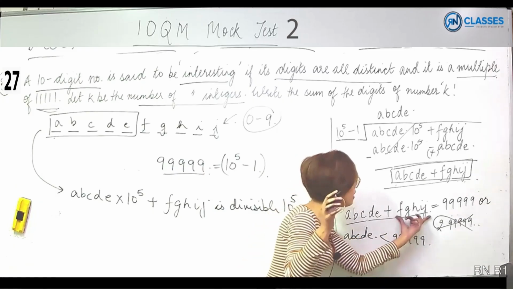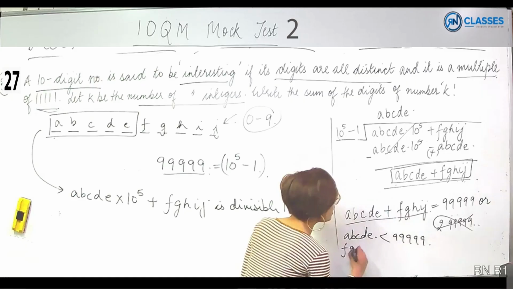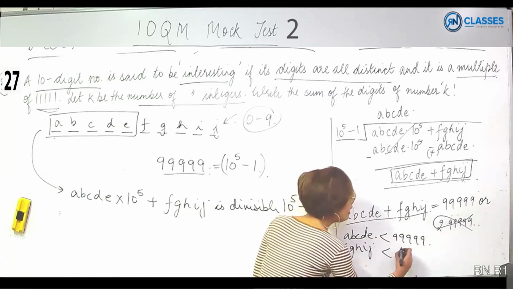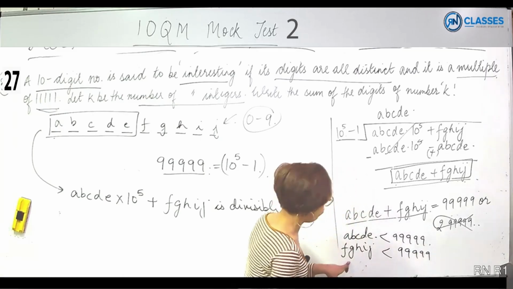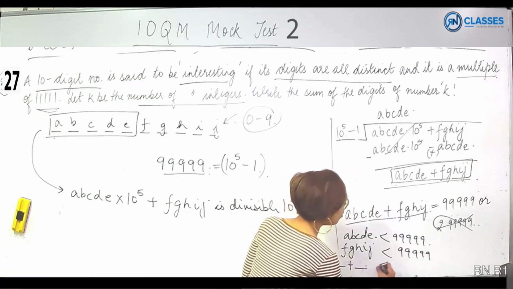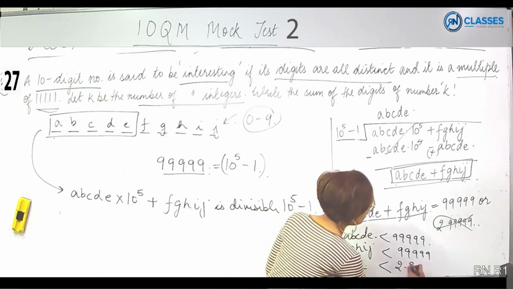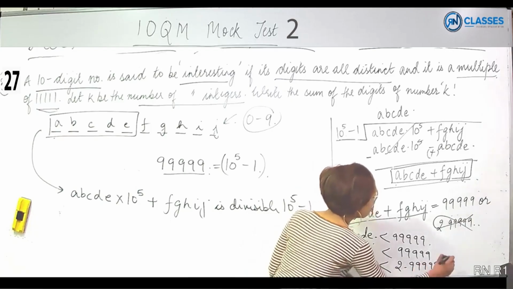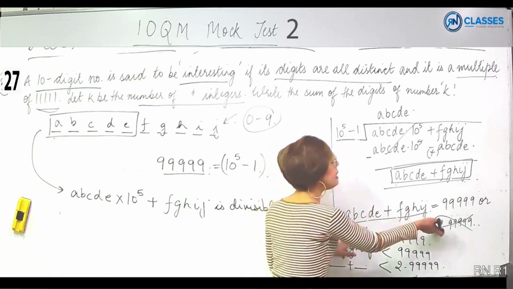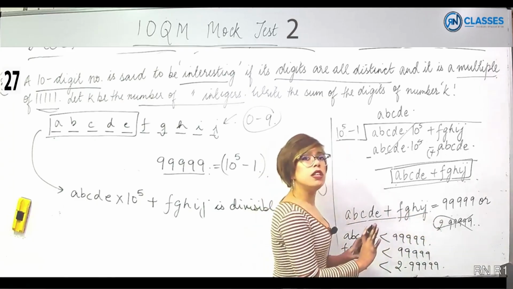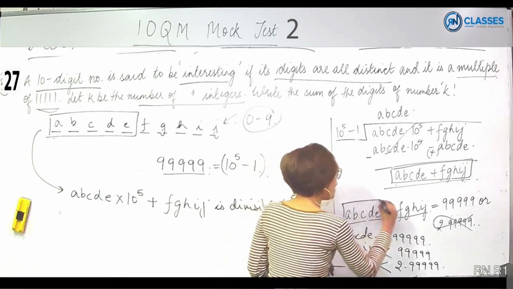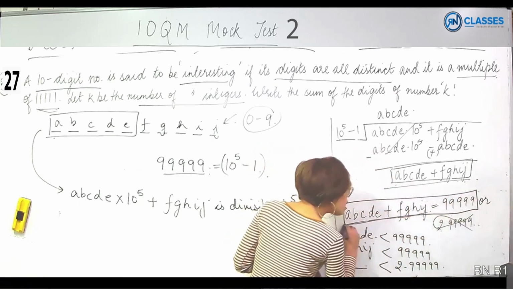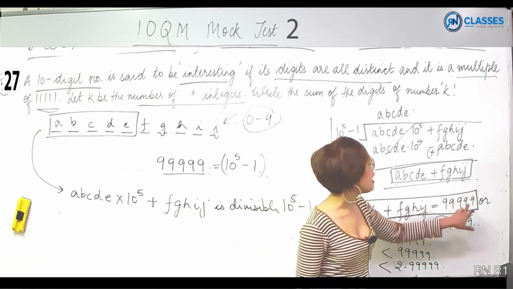Also, all the digits are distinct, so F, G, H, I, J is definitely less than 99,999. If I add these two, don't you think the sum will be less than 2 into 99,999? So this term is less than this, so how can it be equal? The only possible case is that if I add these two, the sum must be equal to 99,999.